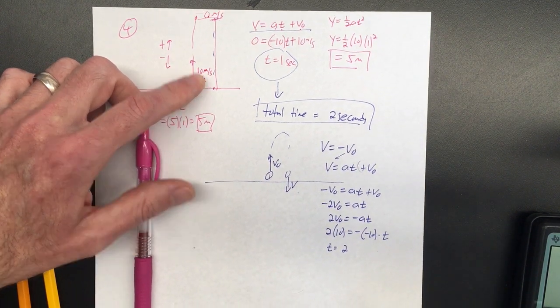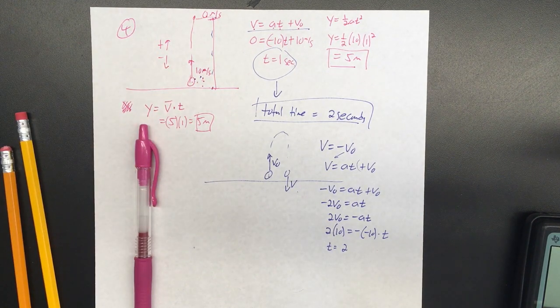Good? Okay, so that's the answer to that one. That's problem 5. Now problem 6 is finding the whole range of this thing over here. So let's go back to this one.